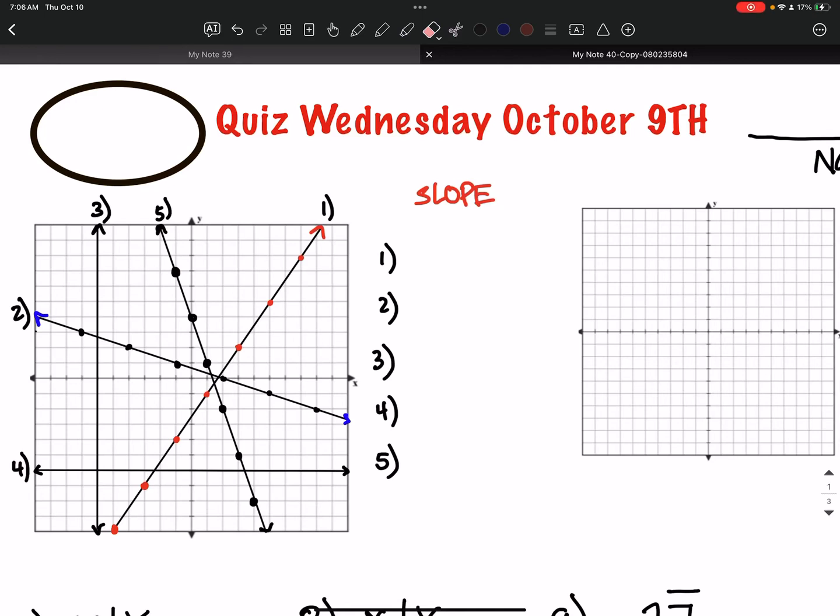All right, guys, correct your own paper, and then also give me a perfect paper back. All right, there we go.